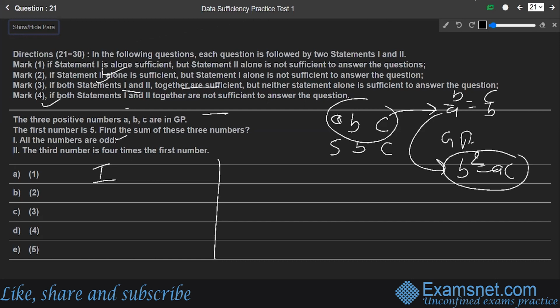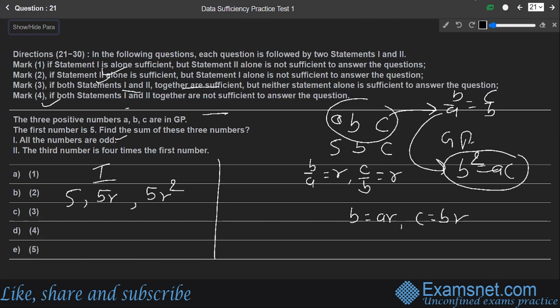A is 5. If they are in GP, they are connected in a ratio such that B by A is equal to R, and similarly C by B is also equal to R, where R is the ratio. So we can write B is equal to AR and C is equal to BR. If the first number is 5, then the second number becomes AR, so it becomes 5R, and the same way the third number becomes 5R square. So 5, 5R and 5R square, these are the three numbers.